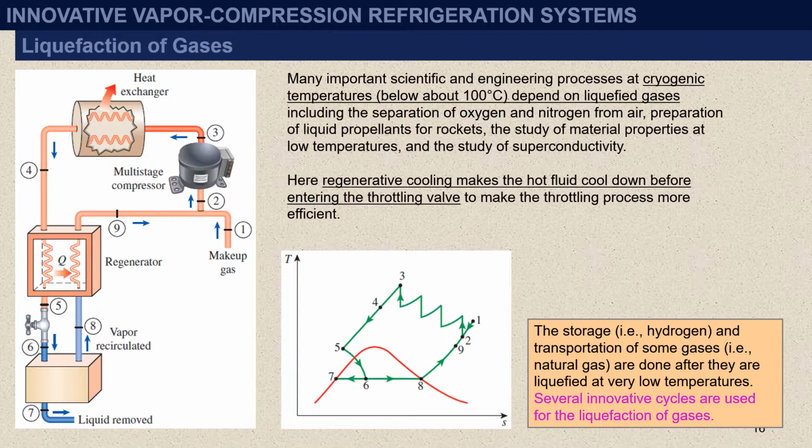Now let's look at refrigeration systems that are associated with liquefaction of gases. The liquefaction of gases has always been an important area of refrigeration, since many important scientific and engineering processes at cryogenic temperatures, that is temperatures below about -100 degrees C, depend on liquefied gases. Some examples of such processes are the separation of oxygen and nitrogen from air, preparation of liquid propellants for rockets, the study of material properties at low temperatures, and the study of some exciting phenomena such as superconductivity.